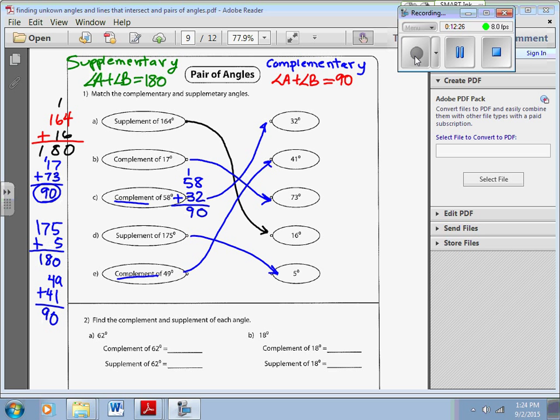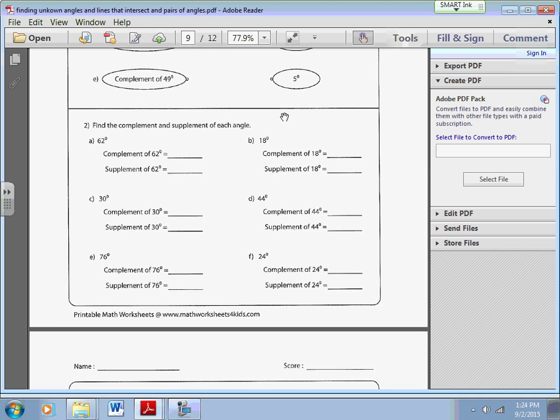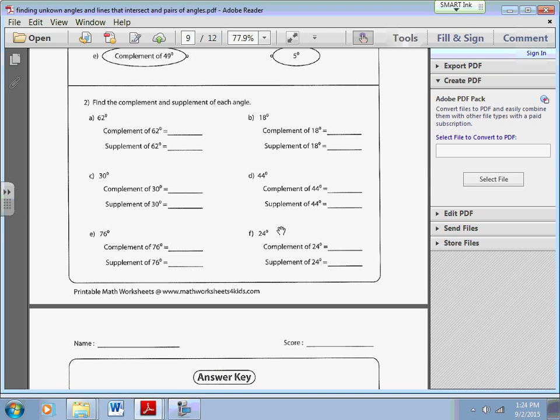Okay, let's go ahead and take a look at the next section. Go ahead and see if you guys can answer the next box on problem numbers 2 in that box. And then put your pencils down. So you've got 4 problems in problem number 2. Get the complement of 62 and the supplement of 62. So you got some room right here on the sides to do some work.